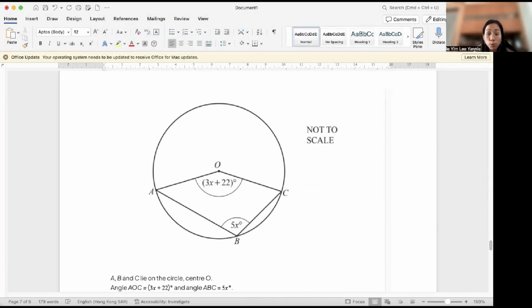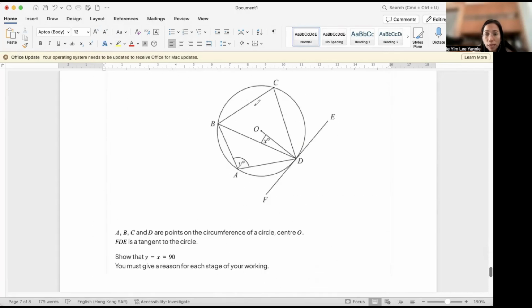For the second question, it is more complicated. There is a quadrilateral inside the circle, formed by points A, B, C, and D. Right now, the job is to prove that y minus x equals 90 degrees. The angle x is outside this triangle, so think in terms of the alternate segment angles. Here, this is y degrees. The opposite angle is this one. The angle with the tangent, this one is y.